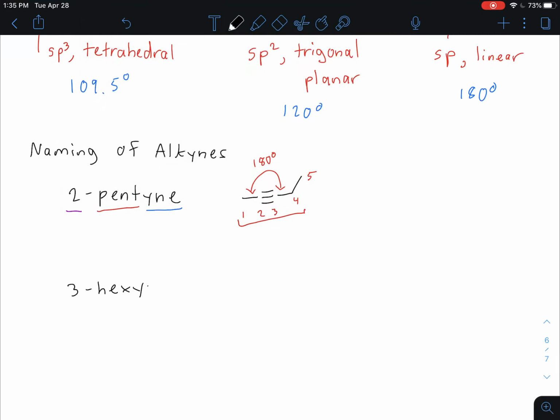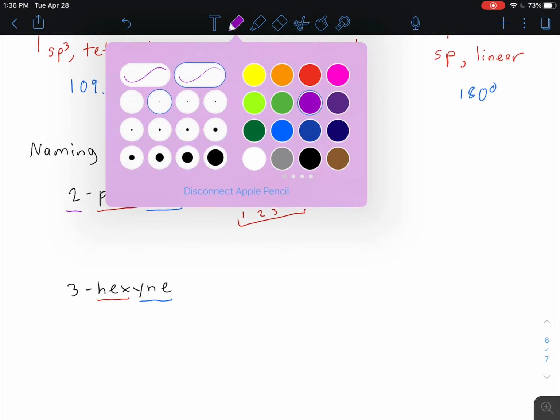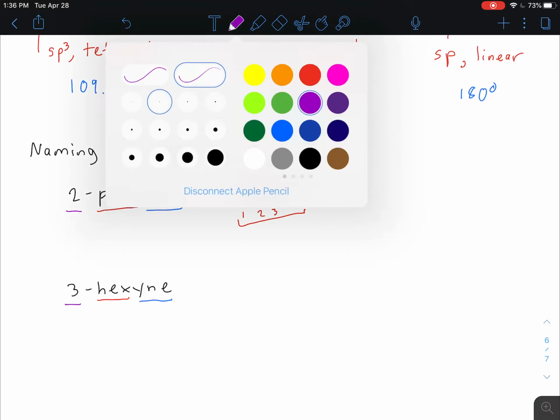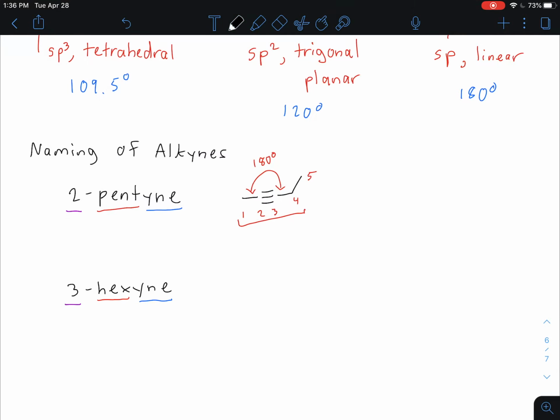I'll do 3-hexyne. 3-hexyne. So same sort of plan, right? Hex tells me it's a 6 carbon chain. Yne tells me there's a triple bond. And the 3 tells me the location of the triple bond.